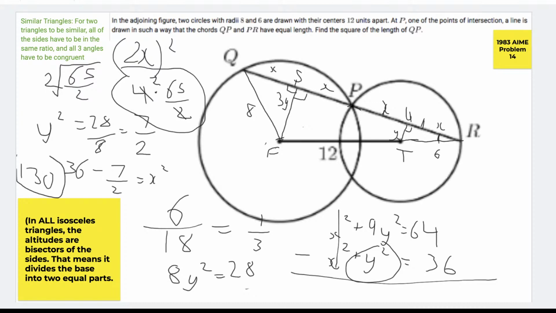Yes, you could use other theorems like maybe power of a point, but I wanted to show you an example of similar triangles where you make similar triangles. Like in this problem, it's not obvious, but then you have to construct them by yourself.